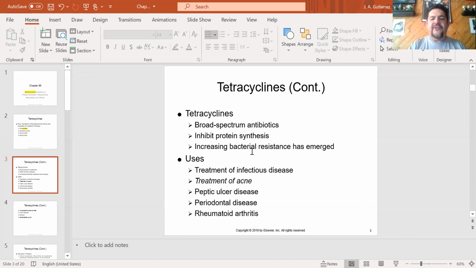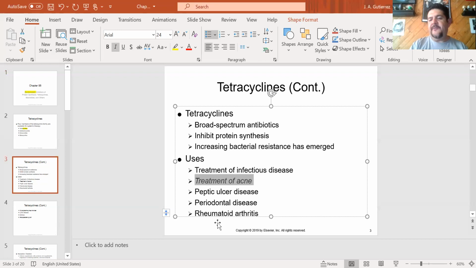The most common use for tetracyclines here in the States is to treat acne. So that's the most common use, but it can be used for infectious diseases. It can be used for H. pylori. We mentioned in a previous chapter the patient with peptic ulcer secondary to an infection by H. pylori. Tetracyclines are part of that group of antibiotics used to kill H. pylori, to inhibit H. pylori.